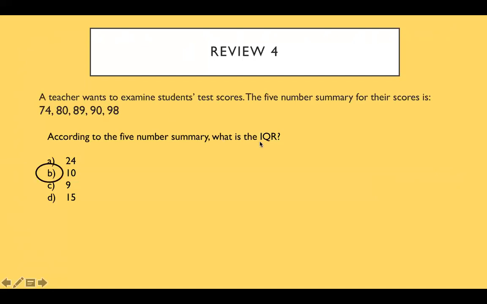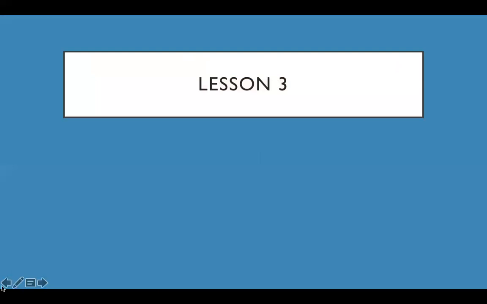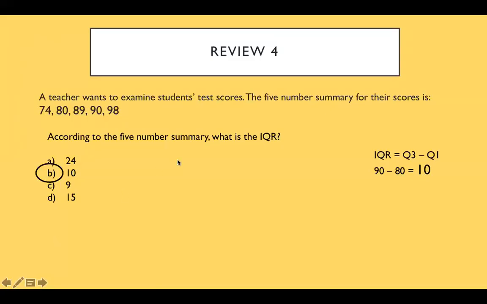All right, awesome. So our answer here is 10. For our IQR, Q3 is our 4th number in the 5-number summary, which is 90. And then Q1 is our 2nd number, which is 80. To get the IQR, we just subtract the 2, and our answer is 10.